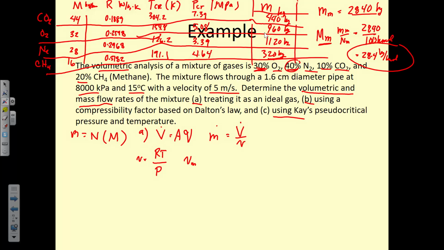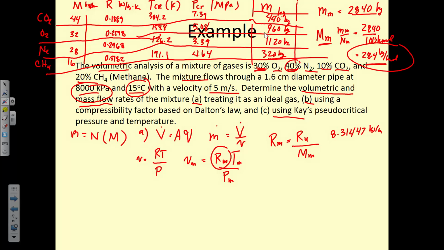But it's the specific volume of our mixture, so we need to find an R of the mixture, and then T of the mixture and P of the mixture are given, right? So the mixture flows at 15 Celsius and 8,000 kilopascals. Those are given, but we need to find this average R. So this average R, or the R of the mixture, is going to be equal to the universal gas constant divided by the molar mass of the mixture. So we calculated that already. That's the 28.4.